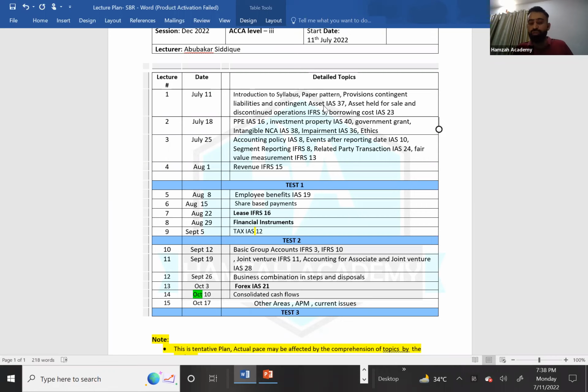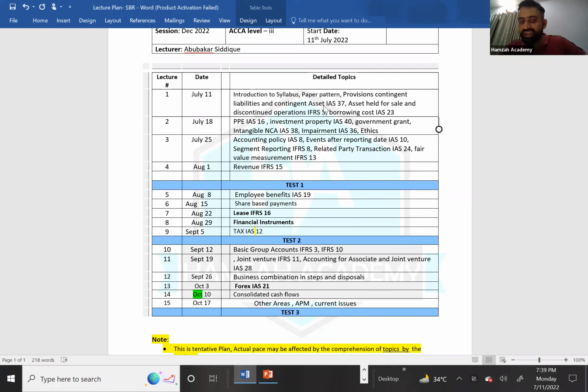Then we have employee benefits. Employee benefits are obviously a very new topic for you. For example, companies give employee benefits like monthly salary, wages, medical allowances, and post-employment benefits, which include pension and post-employment medical facilities, termination benefits, and long-term benefits. How should all such benefits be accounted for in the financial statements? For that purpose, we have IAS 19 Employee Benefits.